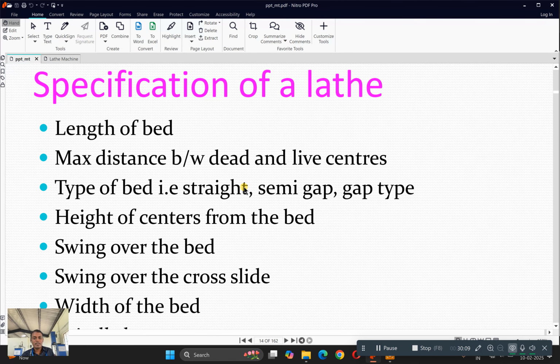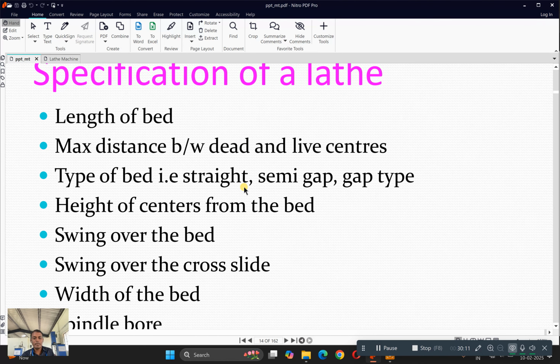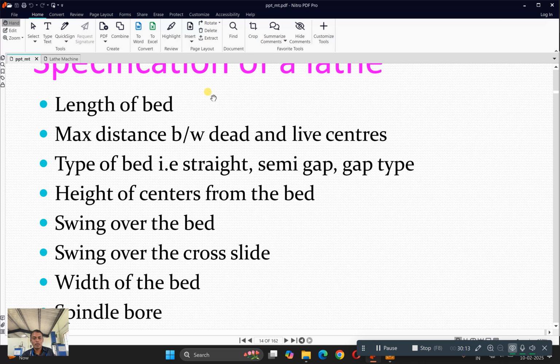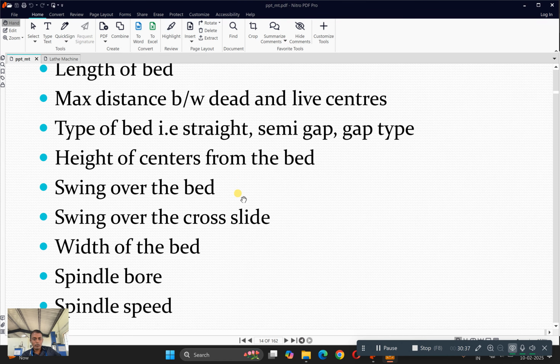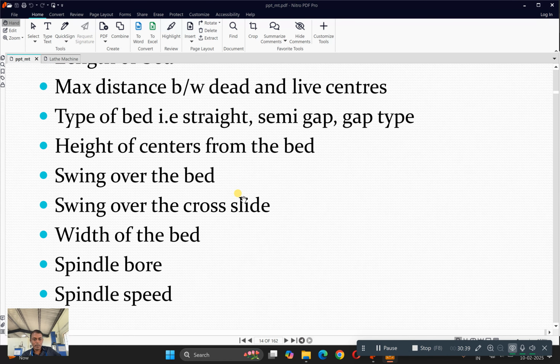So, specifications of a lathe. The lathe can be specified based upon the following different conditions. You can specify a lathe by the length of the bed which is required, the maximum distance between the dead center and live center, that is in between the live stock and dead stock, and type of bed. The type of bed may be straight, semi gap or gap type. Then height of the center from the bed, swing over the bed, swing over the cross slide, width of the bed, spindle bore and spindle speed.